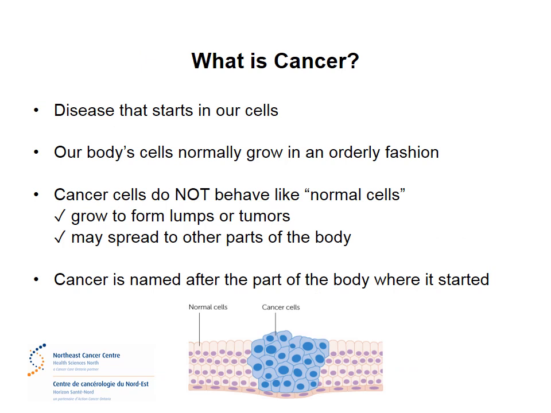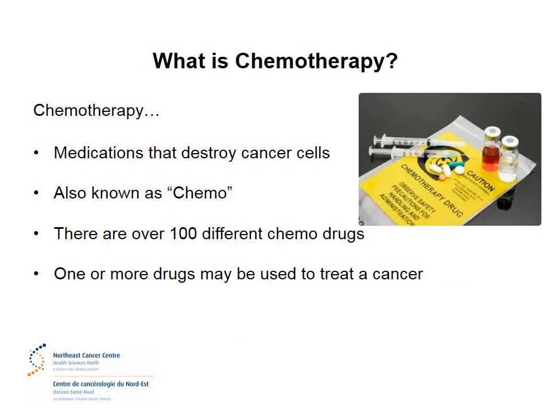Cancer is a disease that starts in the cells of our body. Normally, our body's cells grow in an orderly fashion, but sometimes the information gets mixed up, causing the cells to behave and grow abnormally. These abnormal cells can then develop into lumps or tumors, which can spread to other parts of the body. Cancer is named after the part of the body where it started, for example, breast or prostate.